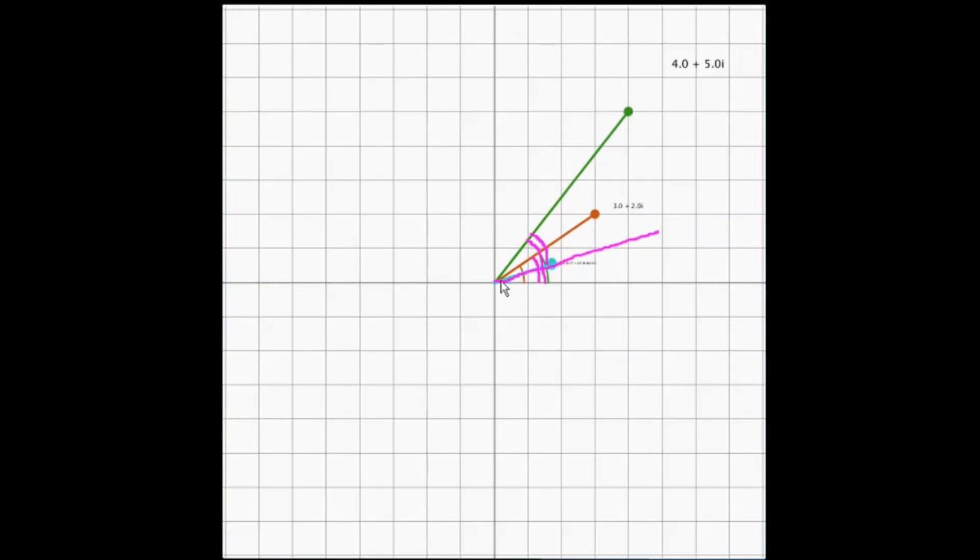And now we have our 2 magnitudes, so this is 4 and 5. So that's 4 squared plus 5 squared, 16 plus 25, which is square root of 41. And then this bad boy is 3 and 2. So that's 3 squared plus 2 squared. It's going to be the square root of 13 again.